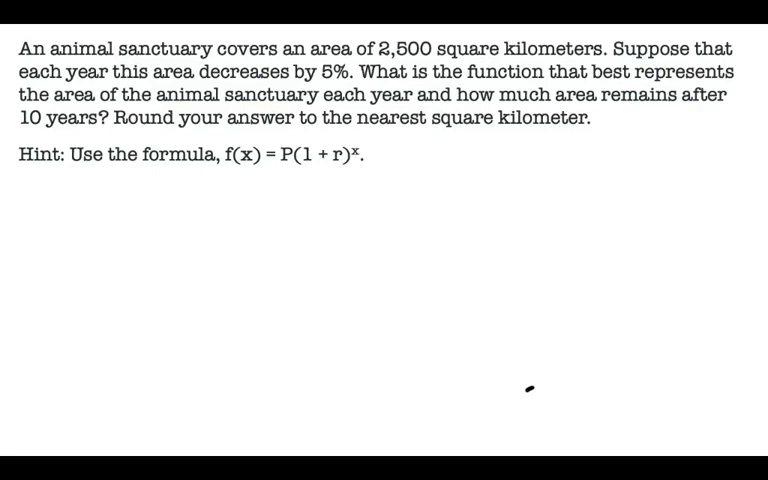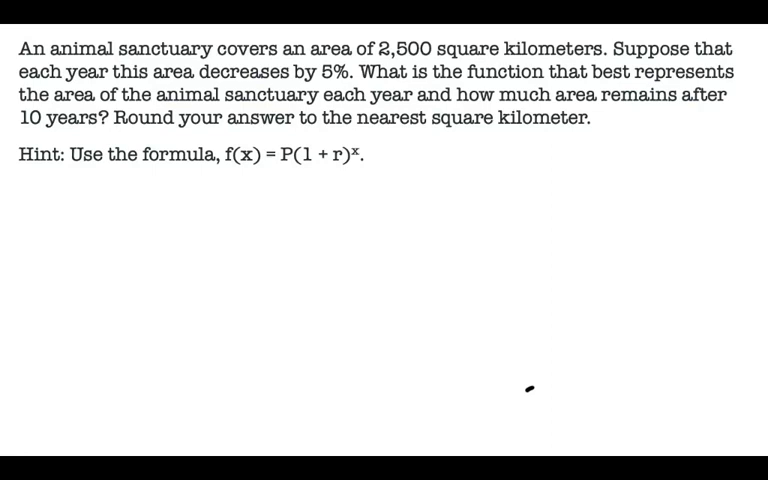So actually, this isn't correct because it says decreases by 5%. So you should actually use the formula capital P times 1 minus r to the x power. Because remember, if it's decreasing, it's taking away from the original amount. So every year, it's taking away 5% from that 2,500 square kilometers.